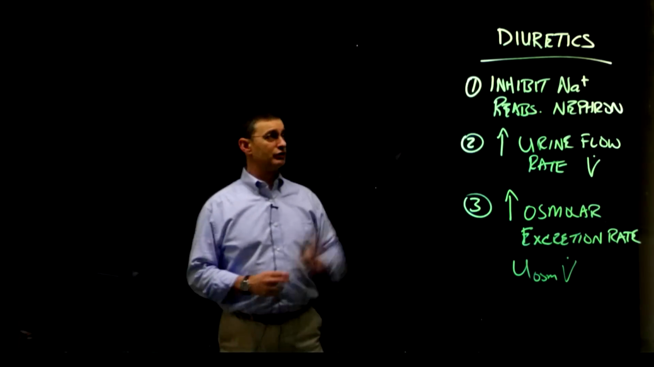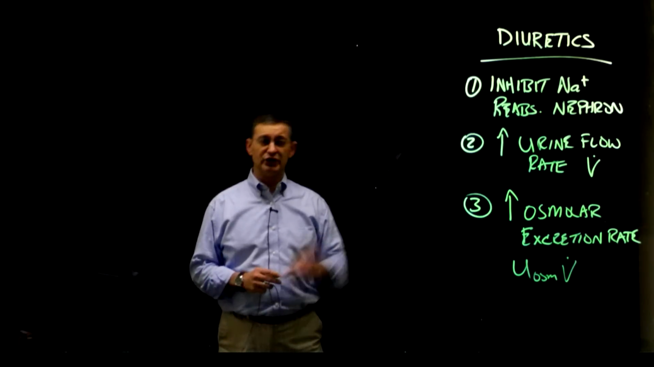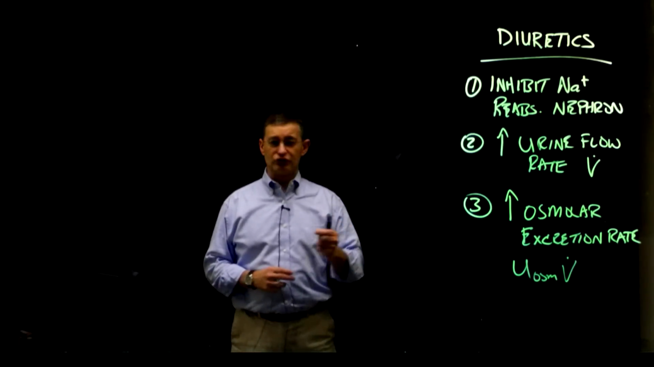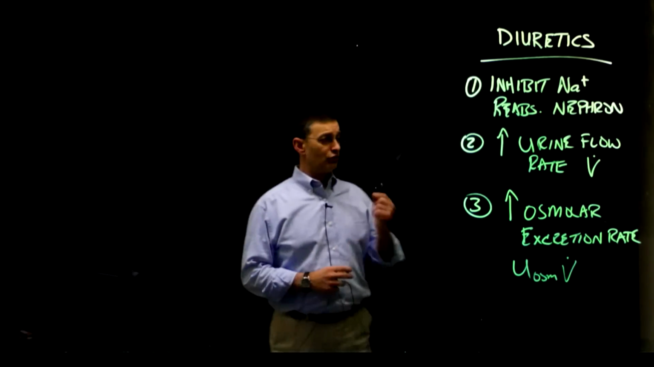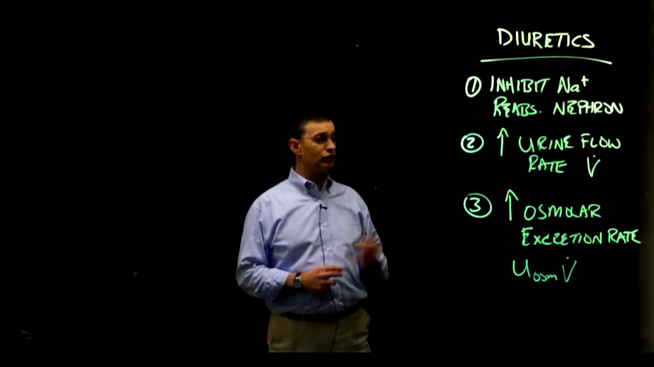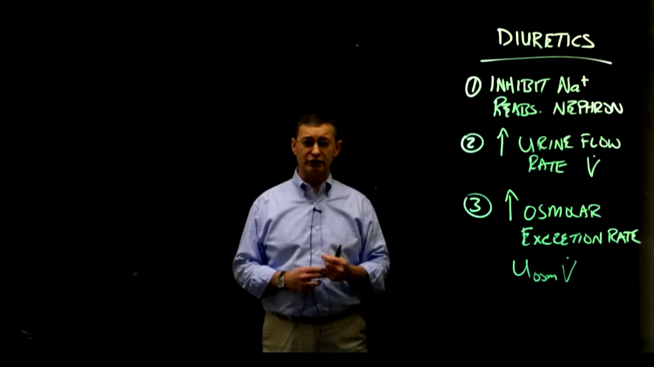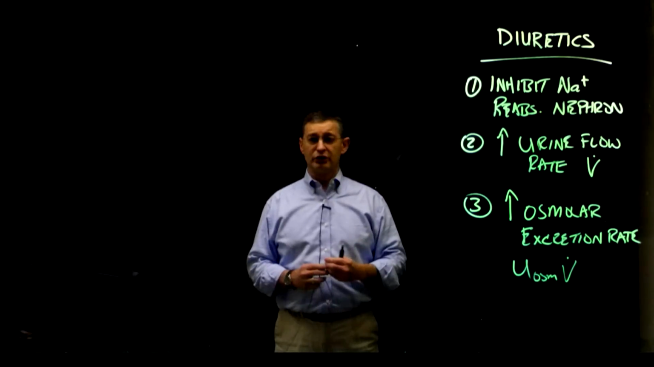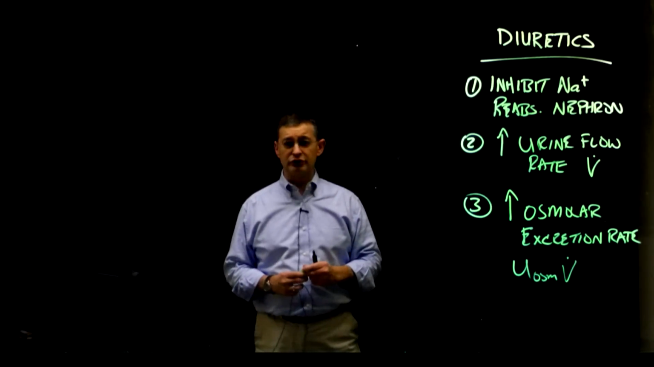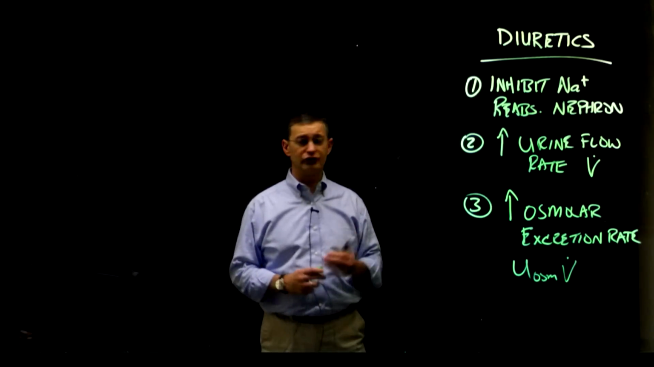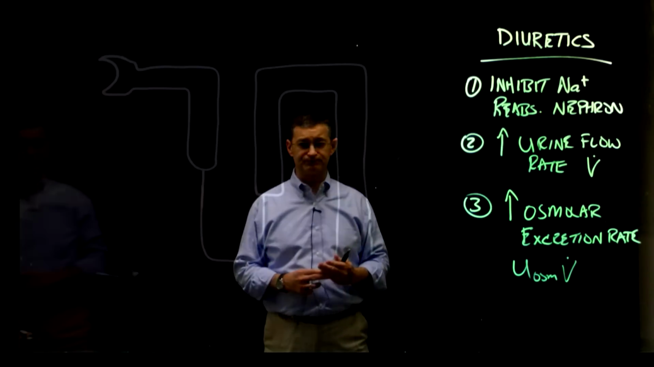So all diuretics will inhibit sodium reabsorption along the nephron at some particular point, and we'll talk shortly about which diuretics impact on which transporters in which segments. All diuretics will increase urine flow rate, and that's why a lot of times patients will refer to them as water pills, because they make the patients have to go to the bathroom. And finally, all diuretics will increase osmolar excretion rate, so increase the amount of total osmoles the body has to get rid of over time.